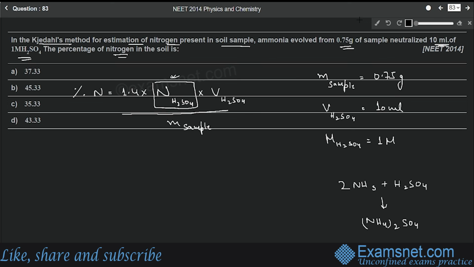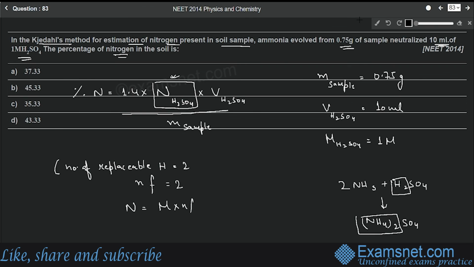So here you can see that from sulfuric acid, 2 hydrogen atoms have been replaced by NH4 groups, right? That means the number of replaceable hydrogen is 2. That means N factor is equal to 2 here. So from this we can find out the value of normality. Normality is equal to molarity into N factor. So molarity is given in the question, 1 molar, and N factor is 2. So that will be equal to 2. Okay, the value of normality is 2.